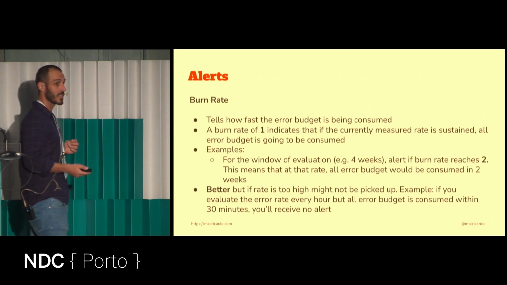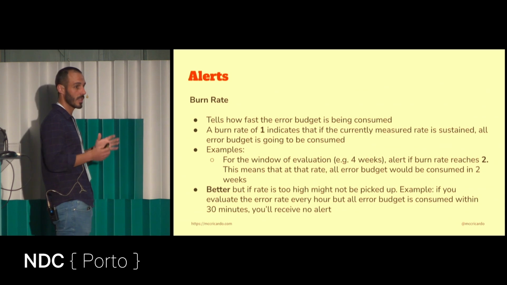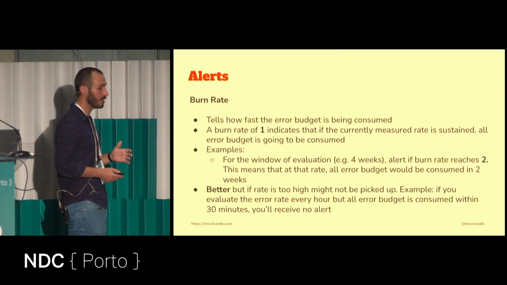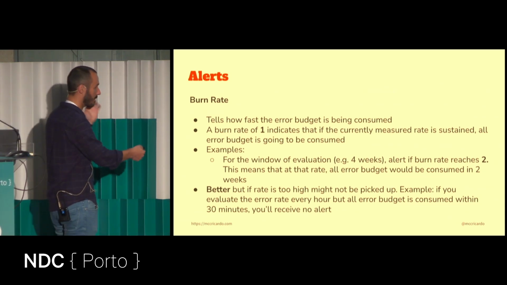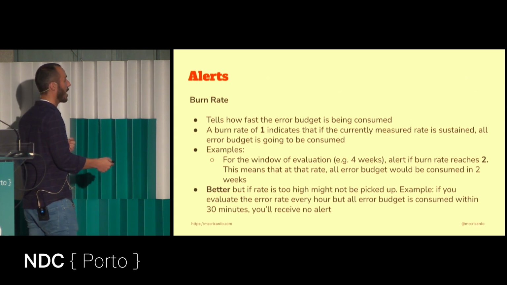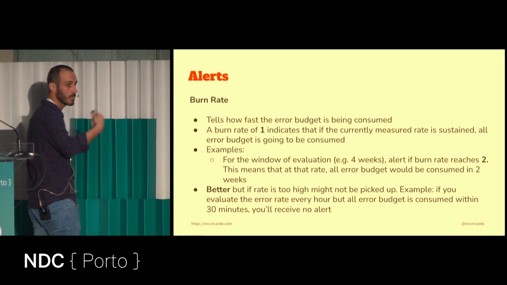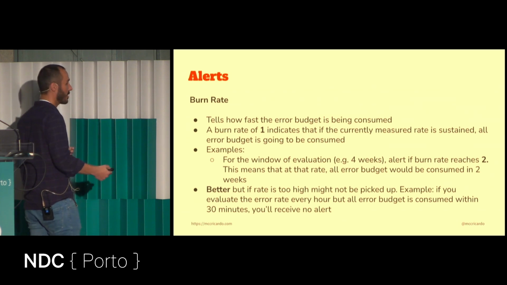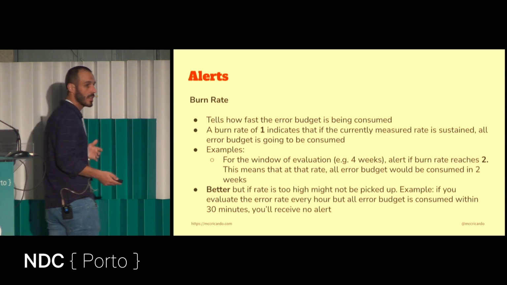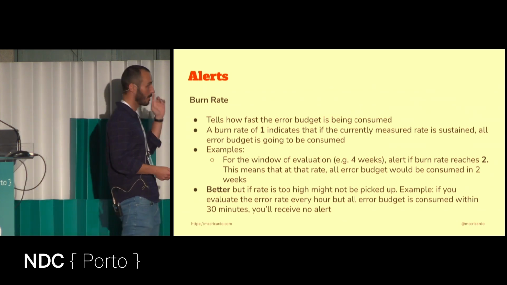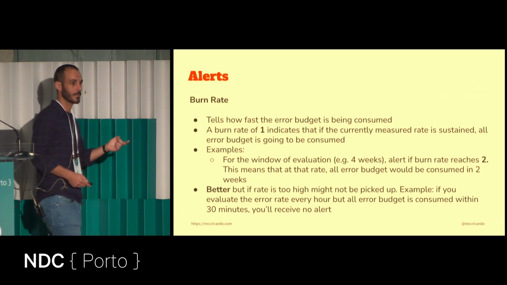If the error budget burns too fast within the period that I do the evaluation, I might not even receive an alert. So here's an example. If I evaluate my error rate every hour to see where I'm at, so going into metrics, and I consume everything in 30 minutes, I will receive no alert. So we can still improve on this.